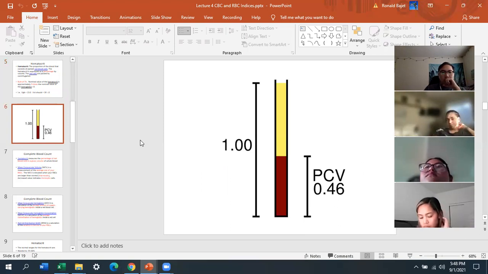Packed cell volume. So here, what would be the approximate hemoglobin if that's your hematocrit, 15? What would your approximate hemoglobin be?